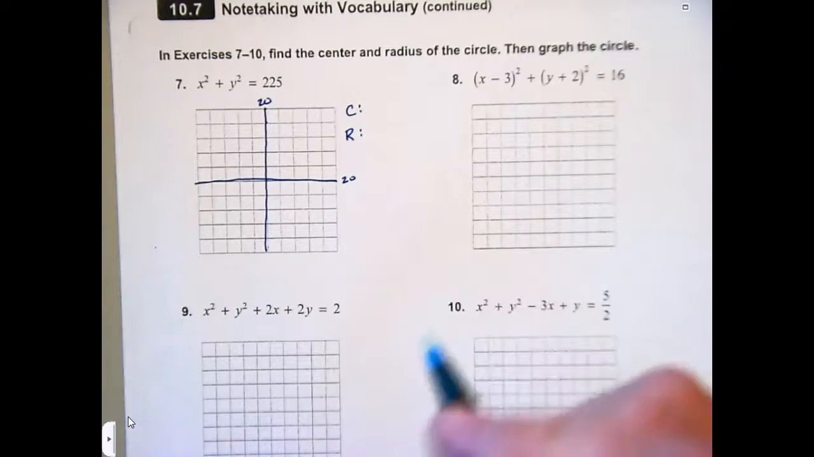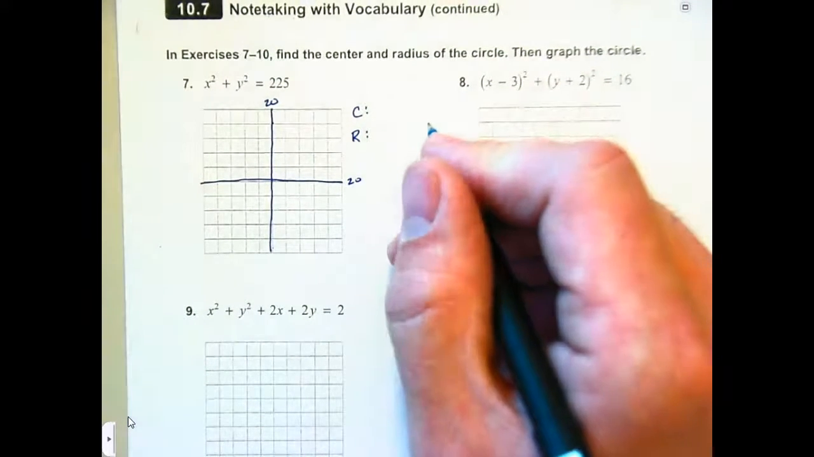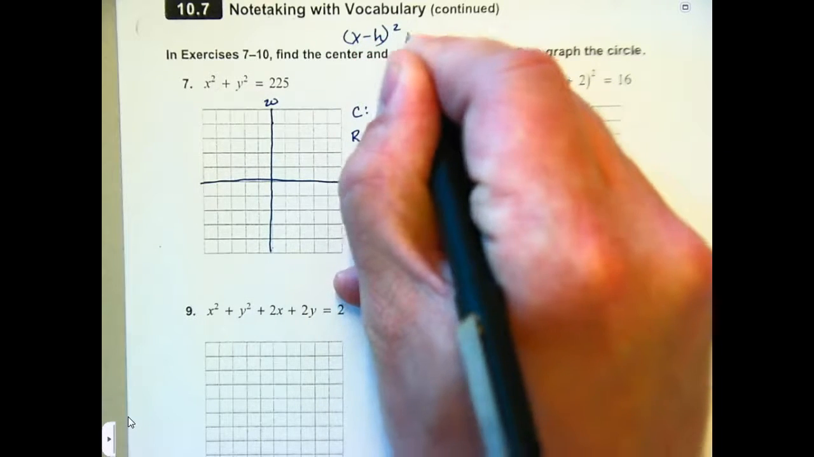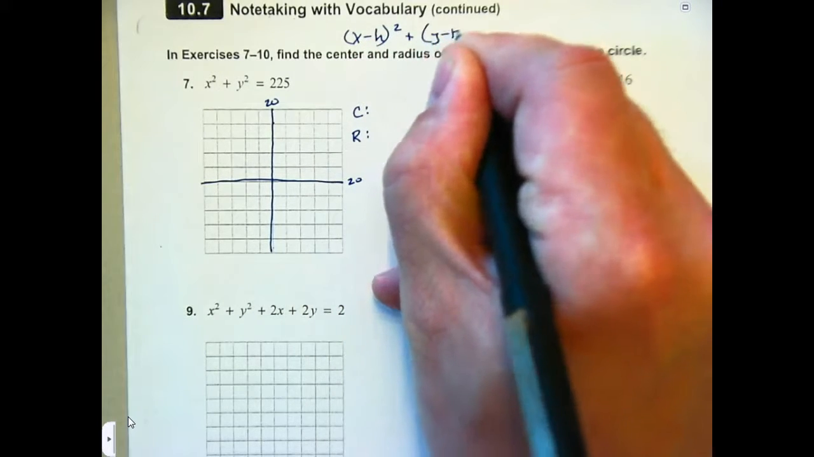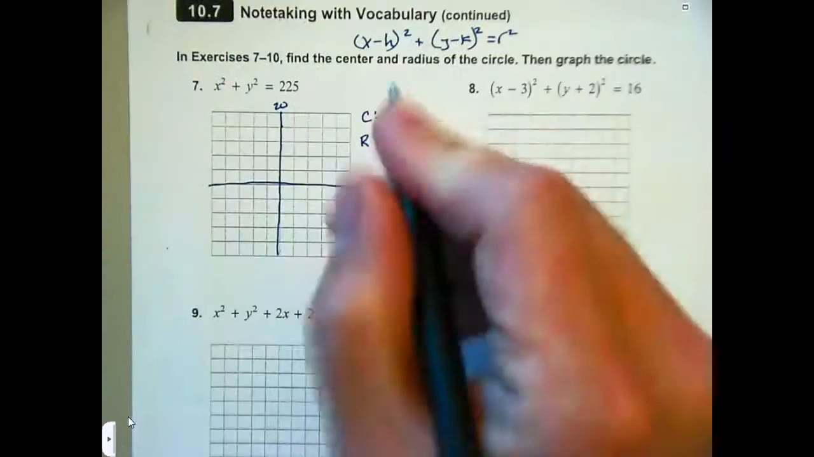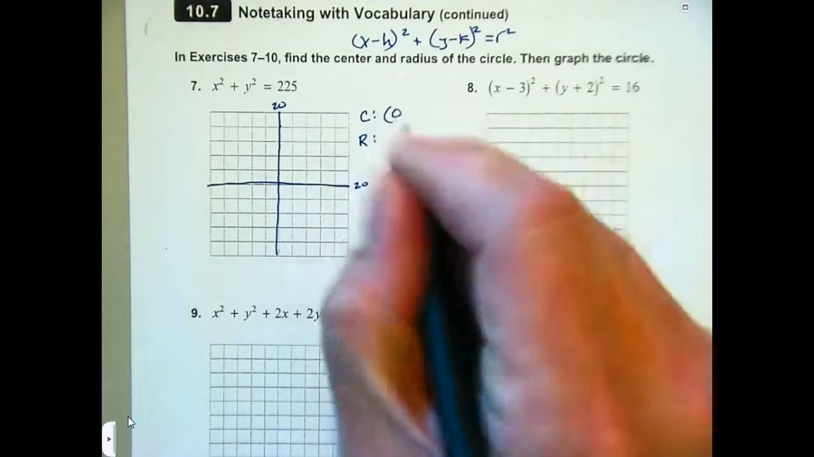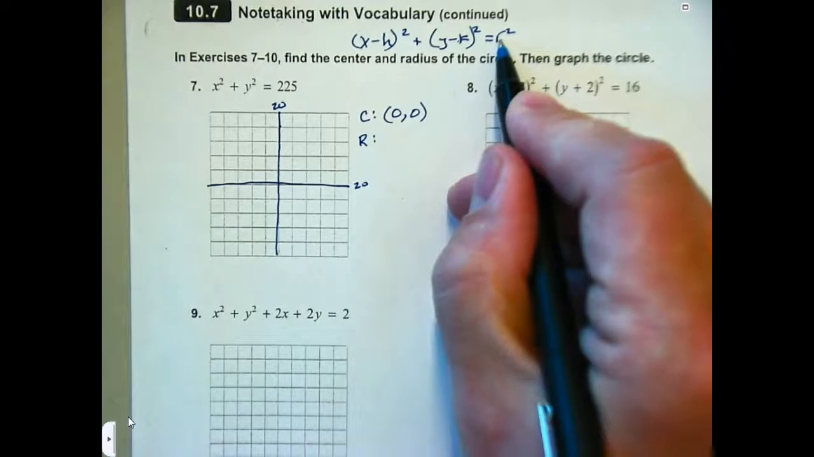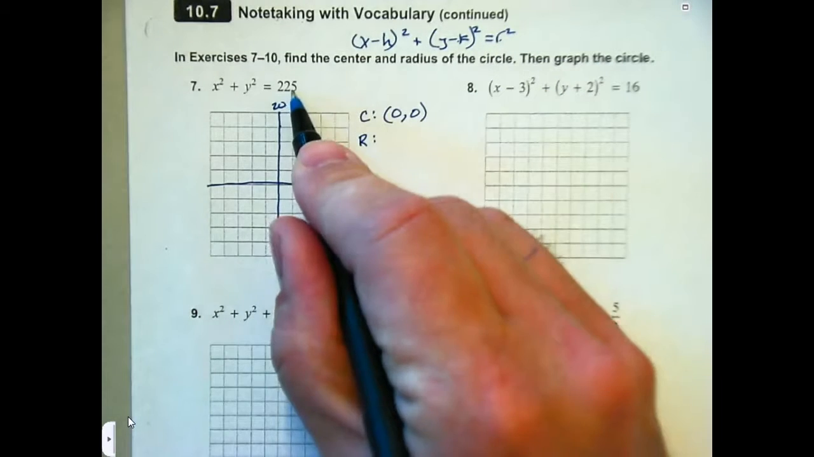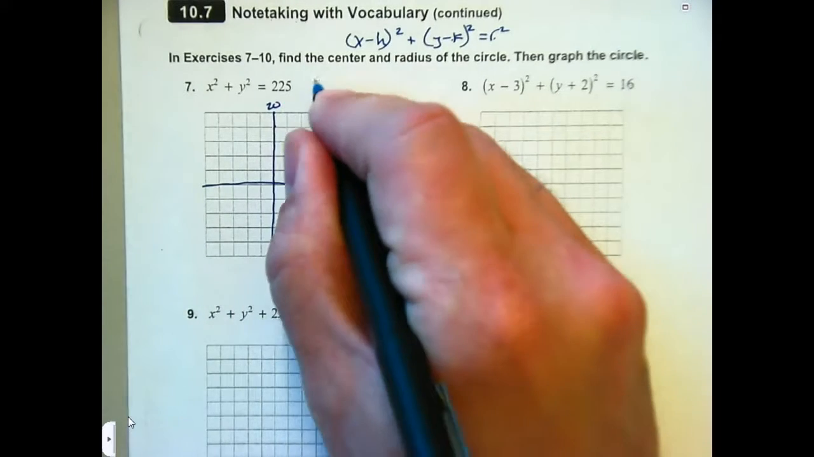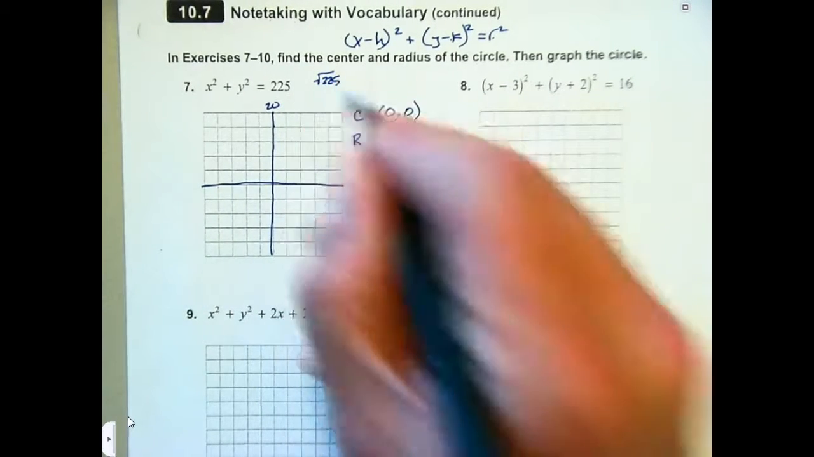What is the center? 0, 0. Yeah, remember it's (x minus h) squared plus (y minus k) squared equals r squared. That means we're not adding anything to x, so h is 0, and k is 0 because we're not adding anything to y. R squared is 225, so what's r? 15. Yeah, you take the root of 225, and that's 15.